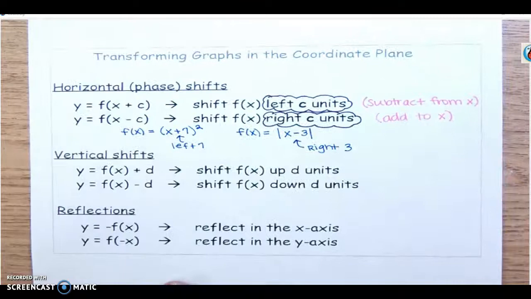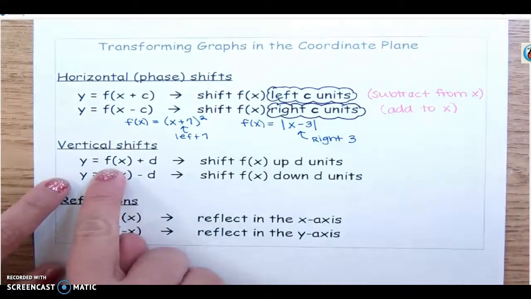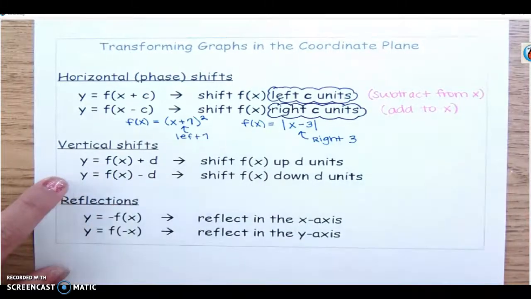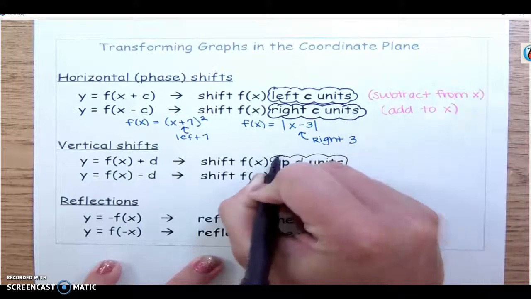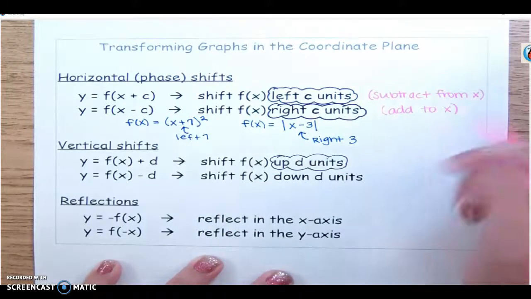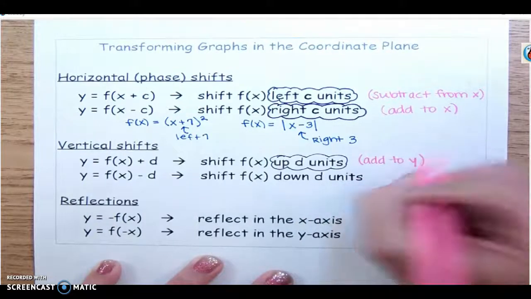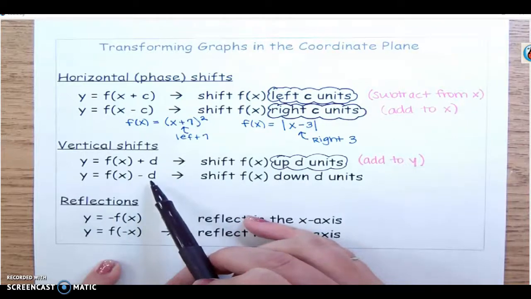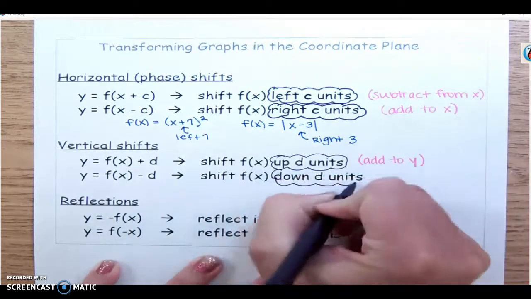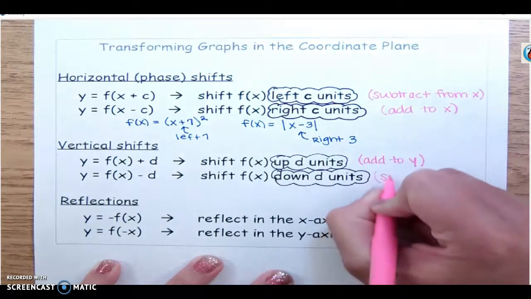Okay, so then we have vertical shifts. So on the outside of the parentheses, f of x plus d tells you you're going to move up d units. So when we're doing this graphically, that means we're going to be adding to y. And if you have f of x minus d, so minus d on the outside, that means you're going to move down d units. And then when we're graphing this, that means you're going to subtract from y.